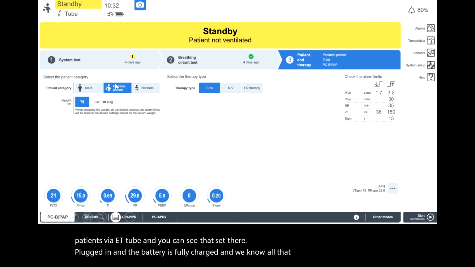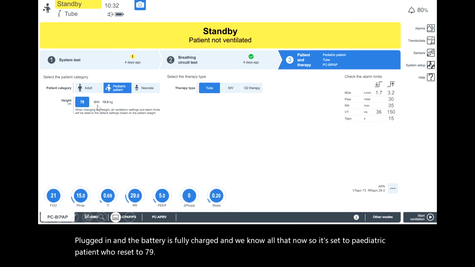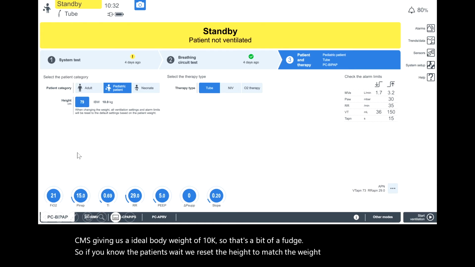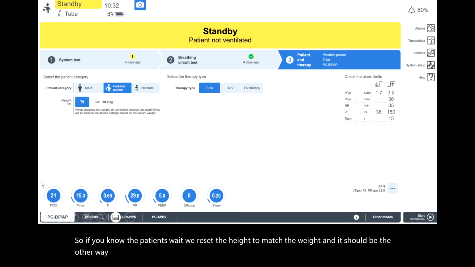So it's set to pediatric patient who we've set to 79 centimeters, giving us an ideal body weight of 10 kilos. So that's a bit of a fudge. So if you know the patient's weight, we set the height to match the weight, and it should be the other way around. So this patient is set to BiPAP.